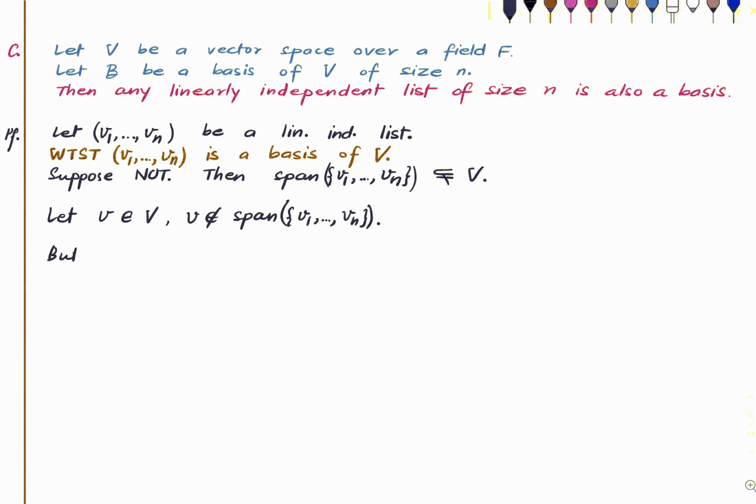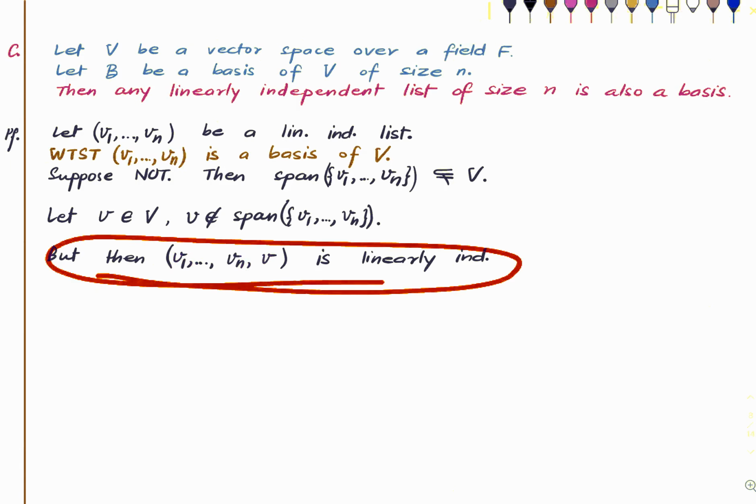But then this list of size n plus 1 is linearly independent. Because this was already a linearly independent list, we have appended something that is not in the span of the first n, and therefore this will be linearly independent. This is very simple because if you just assume this is linearly dependent, you will write a linear combination which is 0, and you will see that the coefficient of v first of all cannot be 0, and then you can write v as a linear combination of the first n and have a contradiction. So please justify this for yourself.